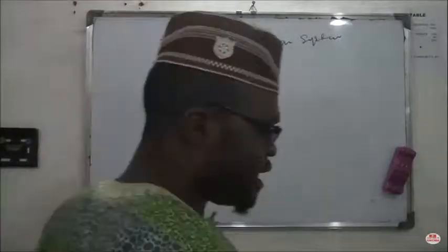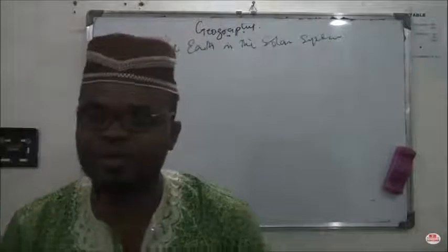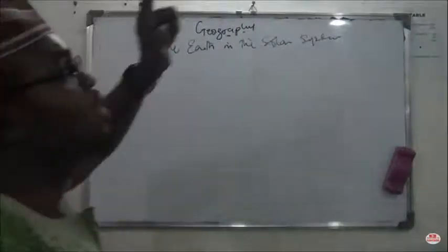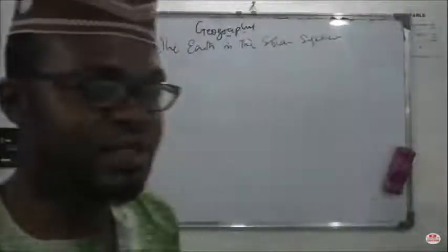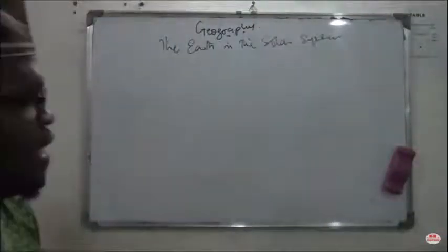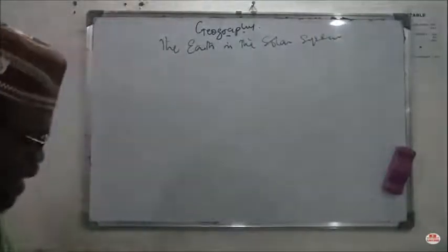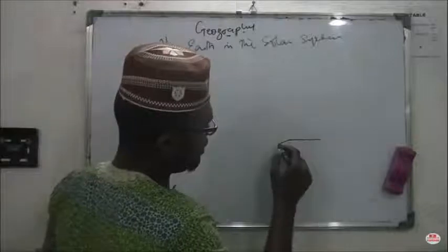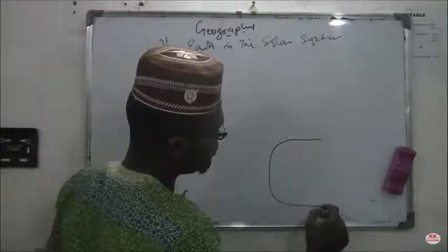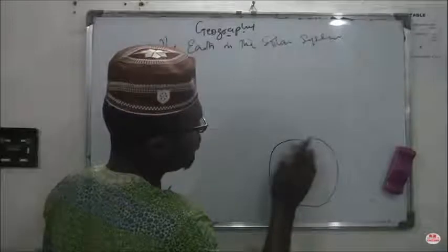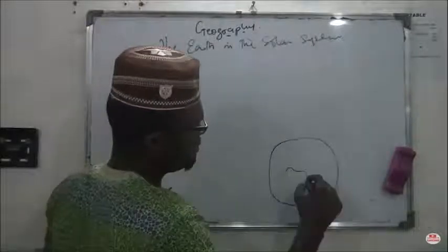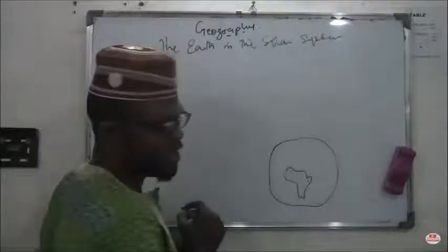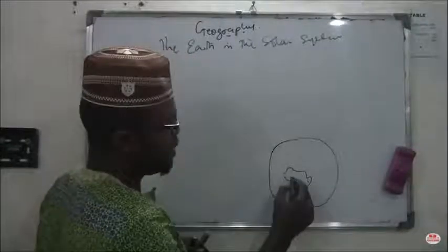Spacemen have often described the Earth as a beautiful jewel. That's what people that go to space describe the Earth as. And from the diagram I drew, we have a sphere with flattened poles, something like this. You have Africa. This is Africa, and this is Nigeria, where we are staying here.